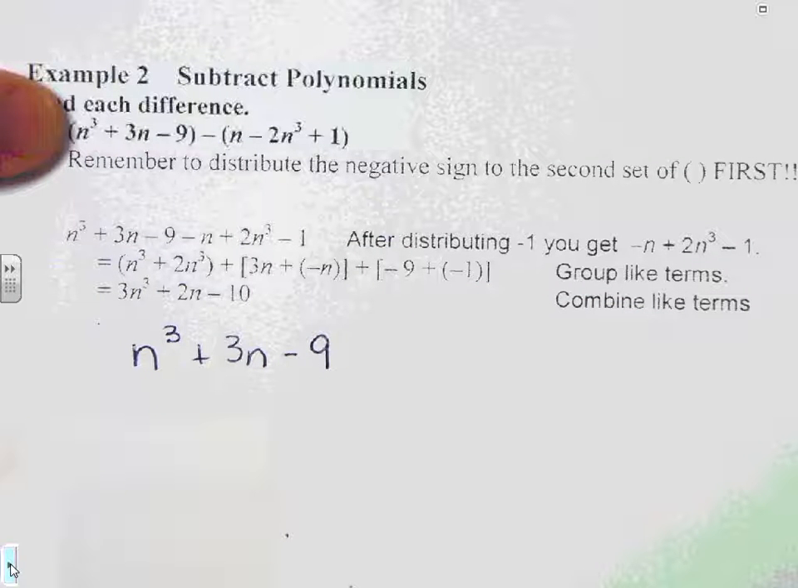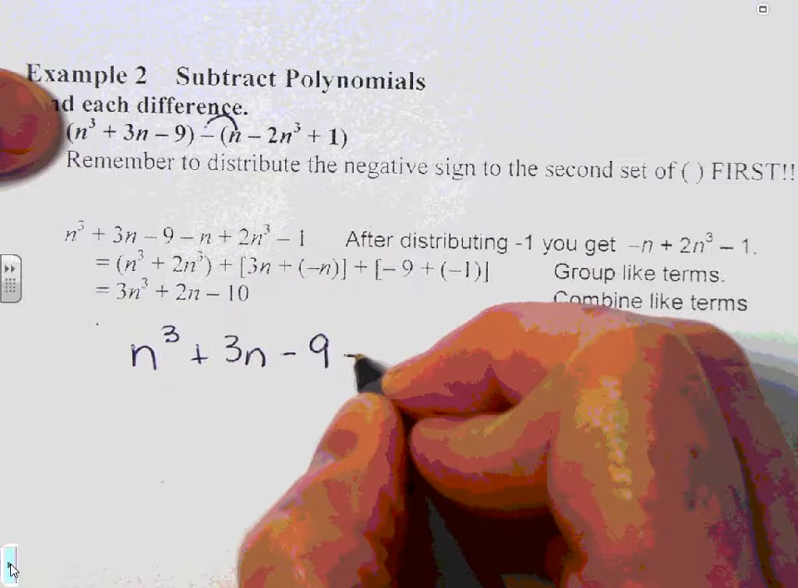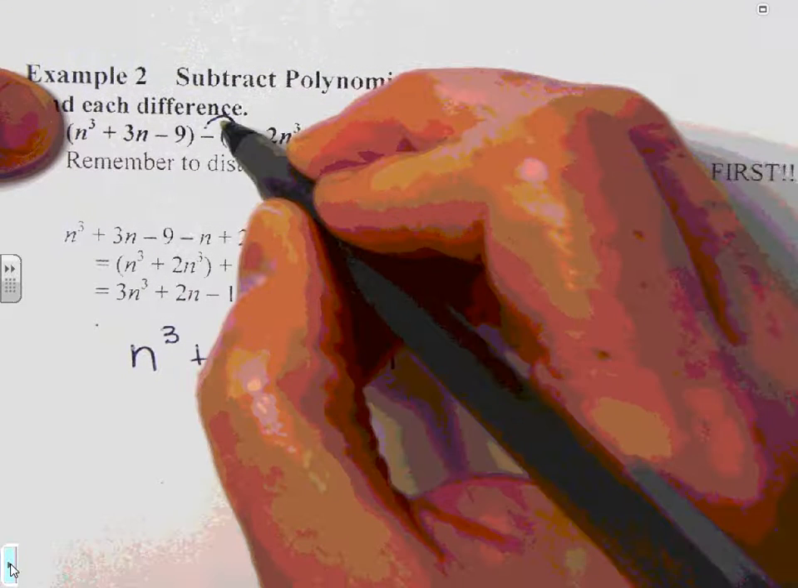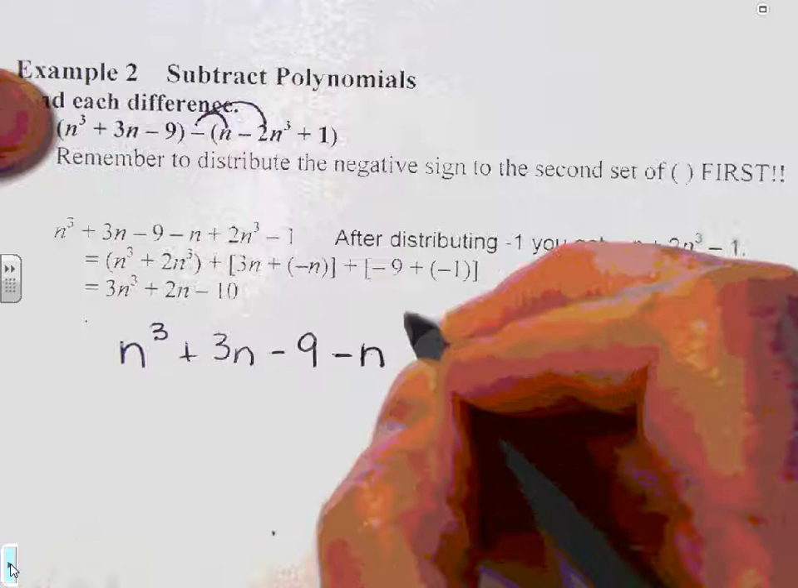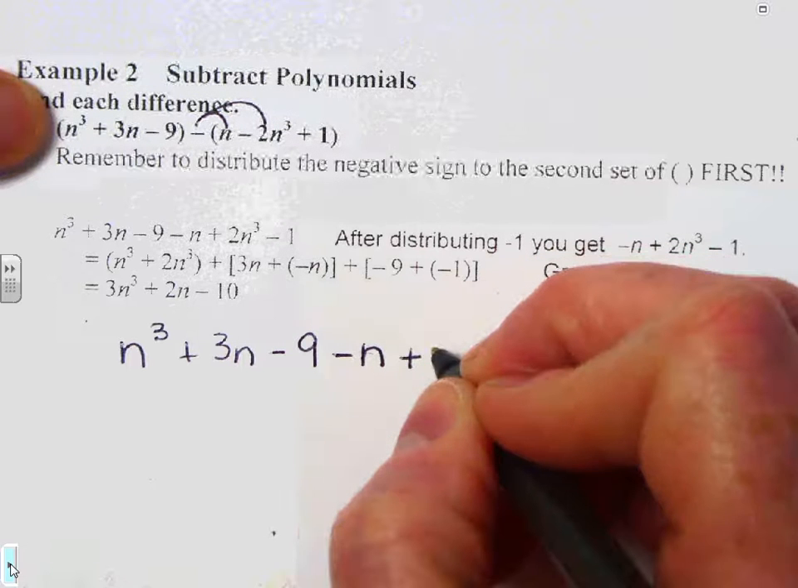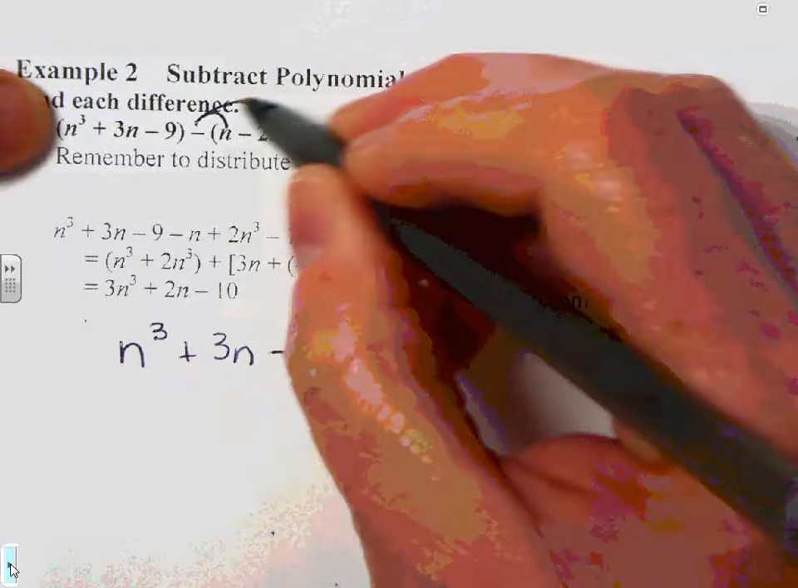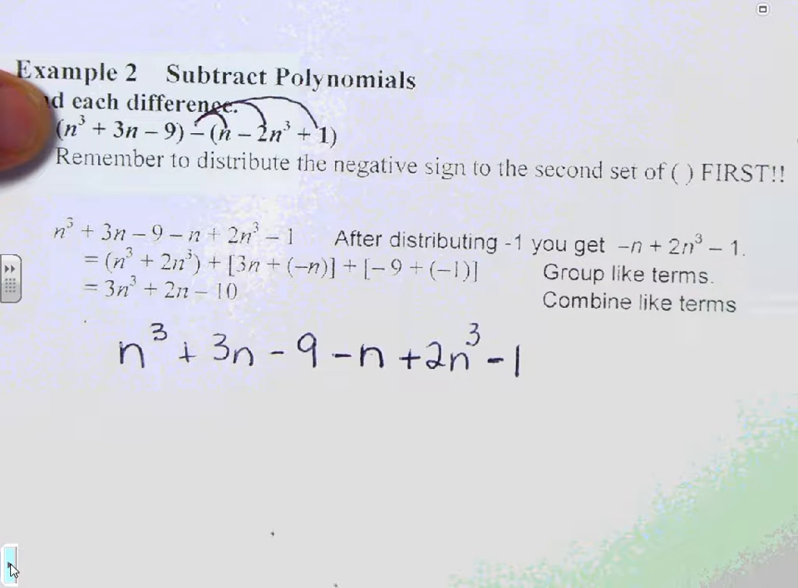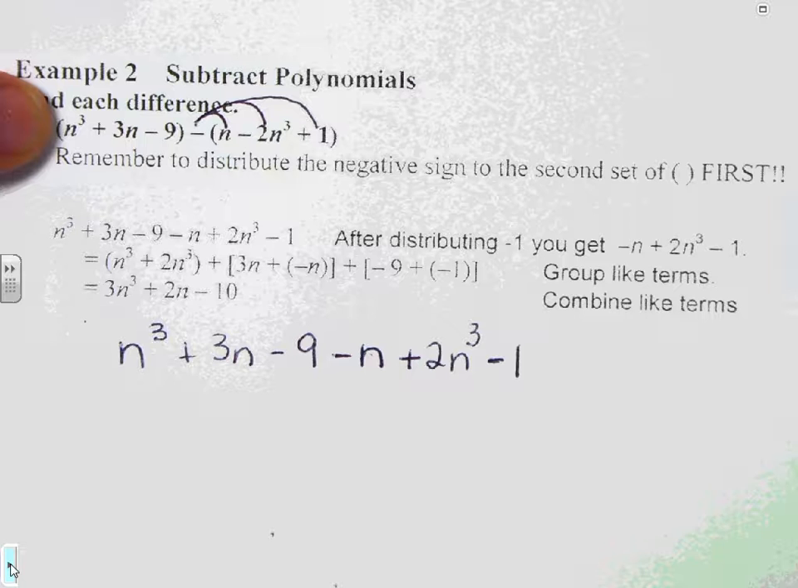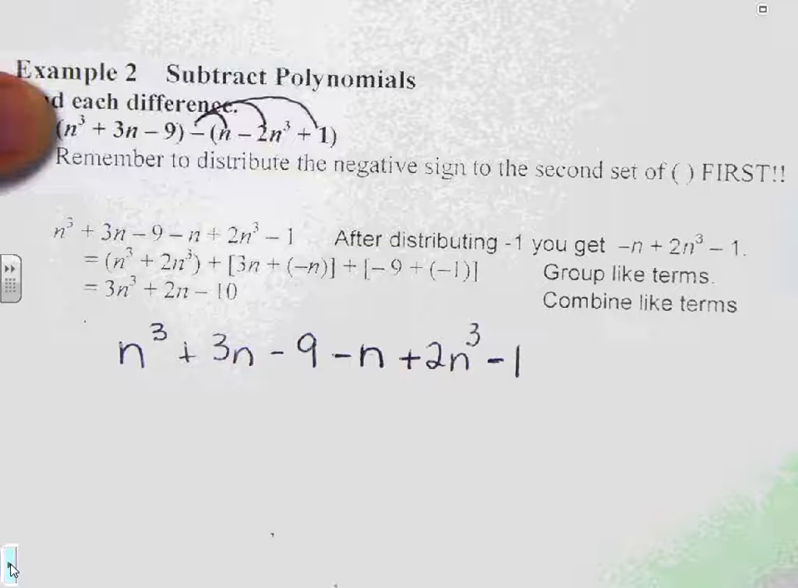A negative times n is a negative n. A negative times a negative 2n to the third power is going to become a positive 2n to the third power. And your last term, negative 1. That does not take that long to do, but it is a huge thing if you don't do it. You're going to mess things up.